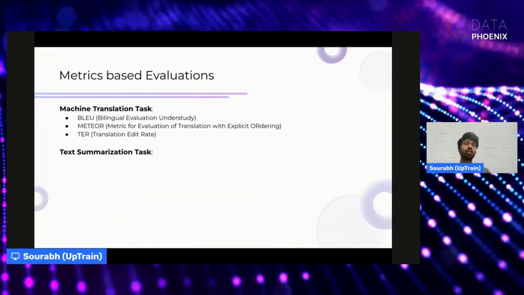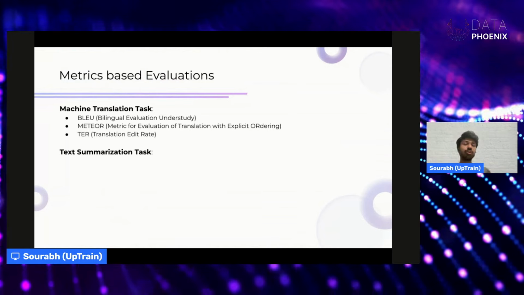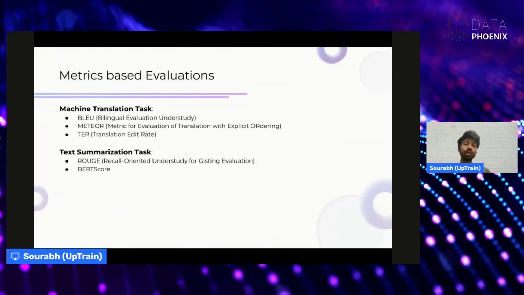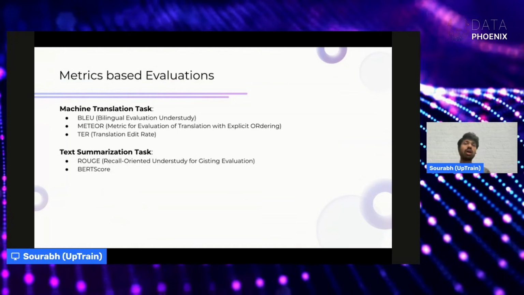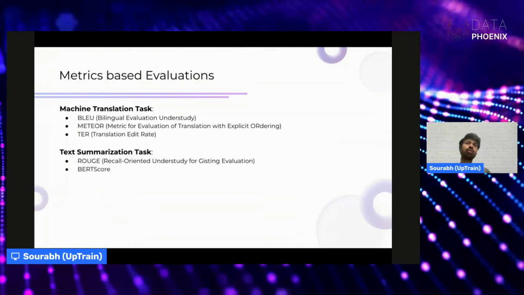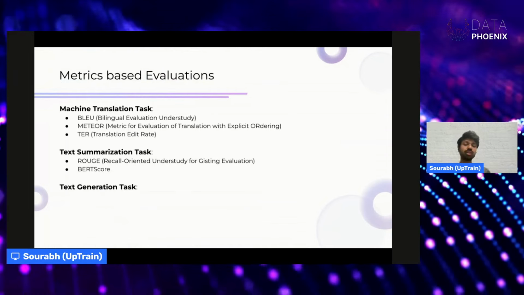Secondly, for a summarization task, where your objective is to summarize a text into a smaller chunk, you can use either ROUGE metrics or you can use BERTScore. Both of them essentially capture how well the summarized output matches with the actual ground truth.